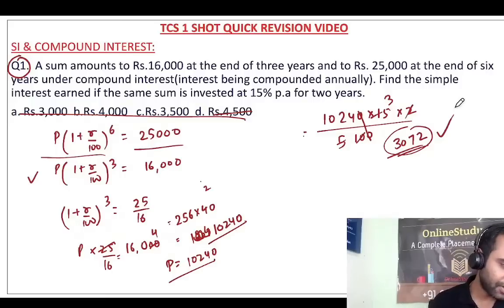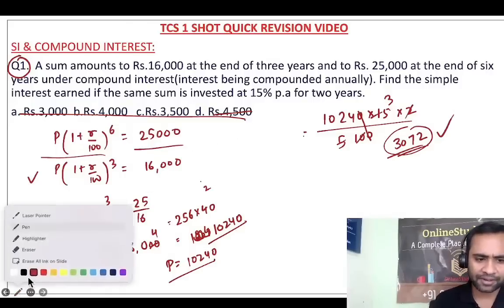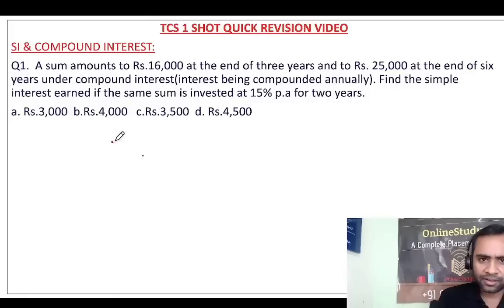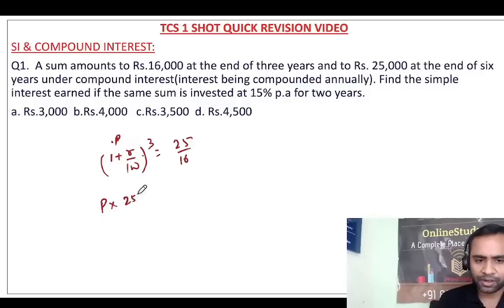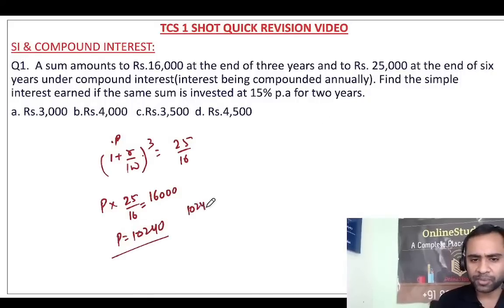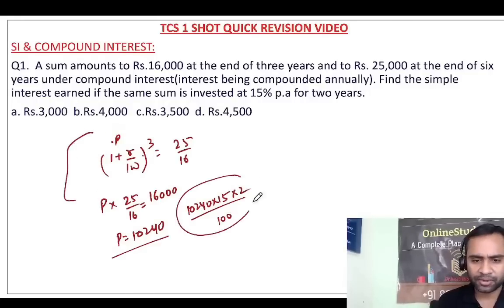Actually, this question is not long. See, I will tell you. You can directly write P into 25/16, because when you divide, it gives you this value. Now you put in one of the equations: P into 25/16 equals 16,000. So P will be equal to 10240, and then put that in the simple interest formula. So basically, this part you have to avoid in the exam, and then you will be able to do it. Okay, clear? Done?